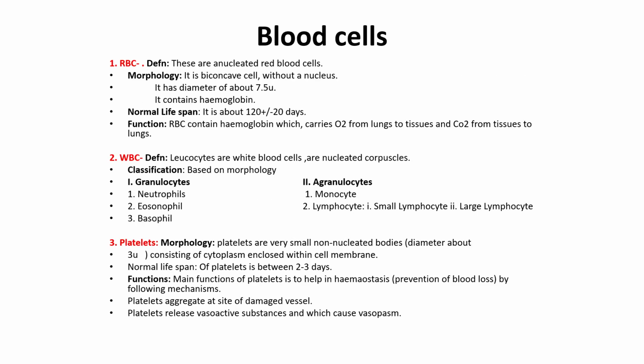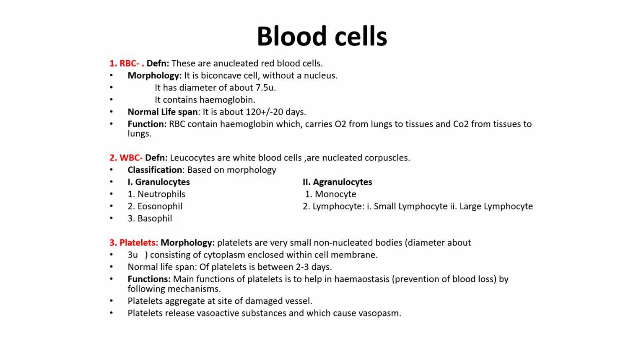Now we will see blood cells, that is RBC, WBC and platelets in detail. So RBCs, red blood corpuscles, also called erythrocytes. They are anucleated, biconcave cells. Size is around 7.2 micron. It contains hemoglobin, and so it is also called red pigment. The lifespan of RBCs is 120 days, and function: it contains hemoglobin which carries oxygen from lungs to tissues and carbon dioxide from tissues to lungs.